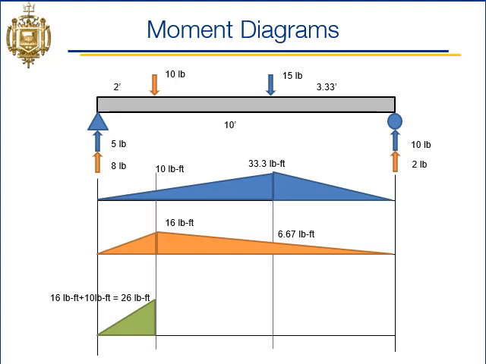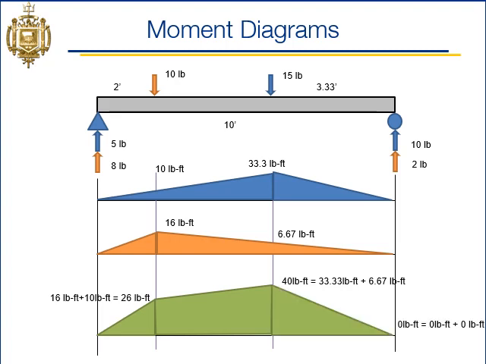Now we look at our second purple line. We have 33.3 pound-feet of moment from our blue force, and we have 6.67 pound-feet of moment from our orange force. All right, so adding those up, we get 40 pound-feet of moment at the second purple line. And then if we look at the last point, at the far end where the roller's at, we end up back down at 0 moment for both the blue and orange diagrams. So 0 equals 0 plus 0. All right, so that's superposition of our moment diagrams.